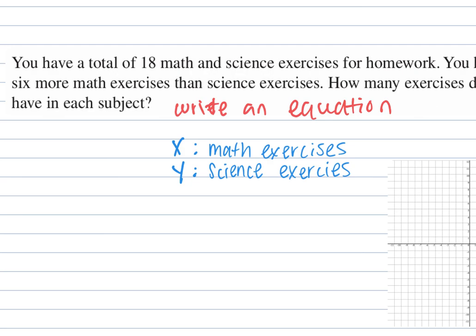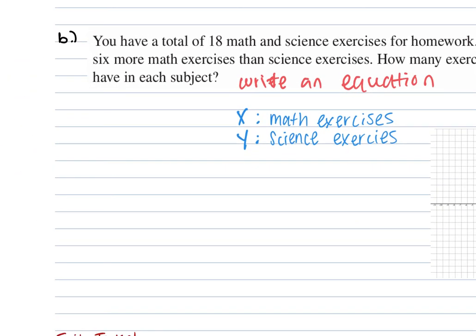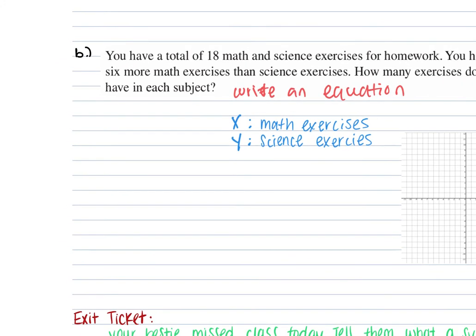Okay, so we need to write 2 equations in order to solve this problem. Let's take a look at just the first sentence. You have a total of 18 math and science exercises for homework. What equation could represent that sentence? Daniel? X plus y equals 18. Perfect. X plus Y equals 18. The number of math exercises plus the number of science exercises needs to be equal to 18.